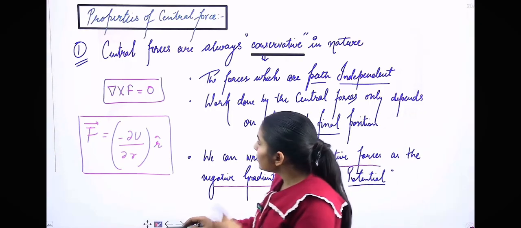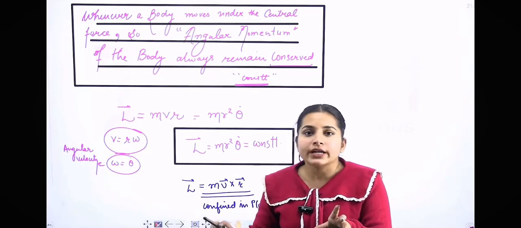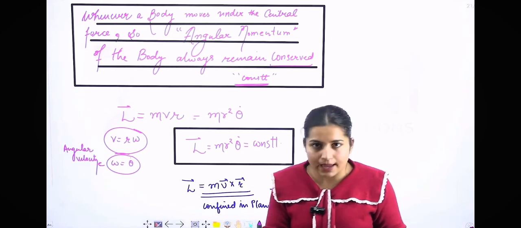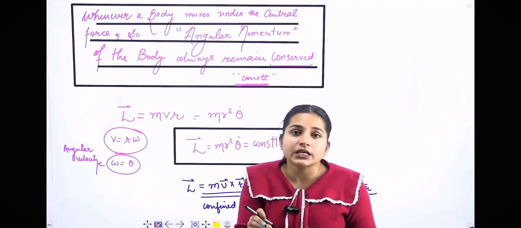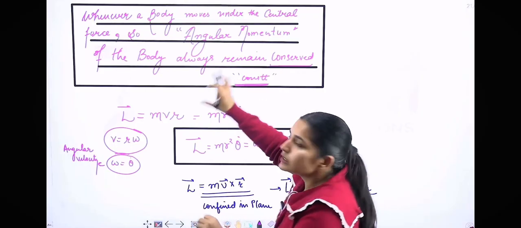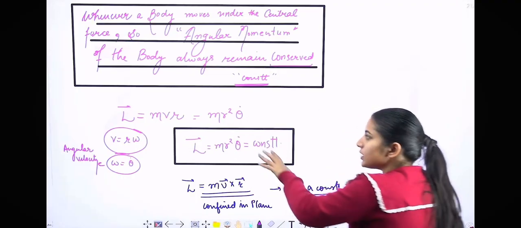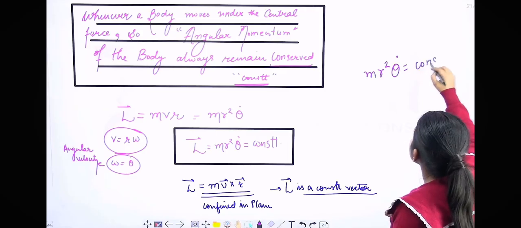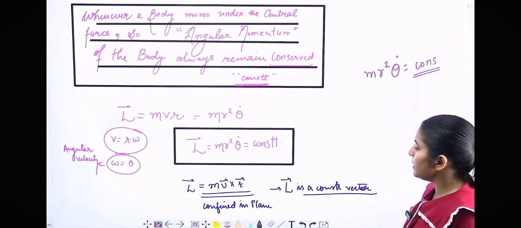And the central forces का एक जो मेन पॉइंट है, दैट इज अगर कोई भी बॉडी आपकी सेंट्रल फोर्स के इन्फ्लुएंस में है, whenever a body moves under the central force, the angular momentum of that body always remains conserved. उस बॉडी का angular momentum हमेशा conserved ही रहता है. That is, angular momentum is mvr, m r square theta dot. So m r square theta dot is always conserved if the body is moving under the action of the central force. So this is also a main property.